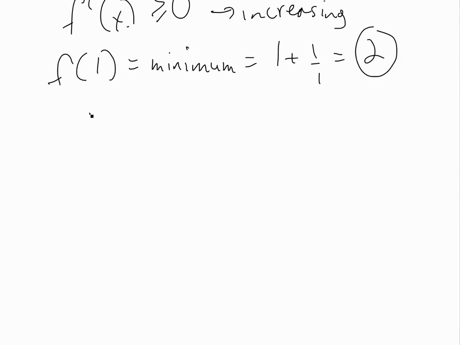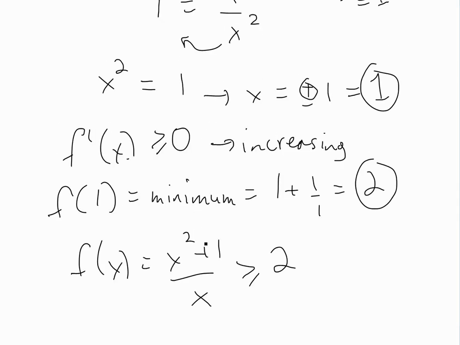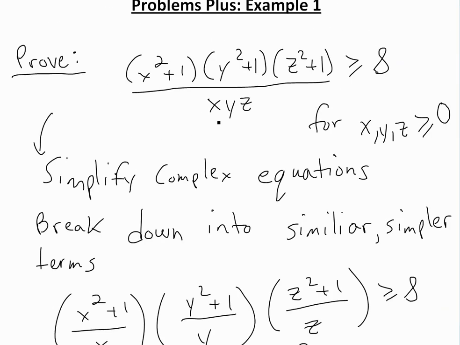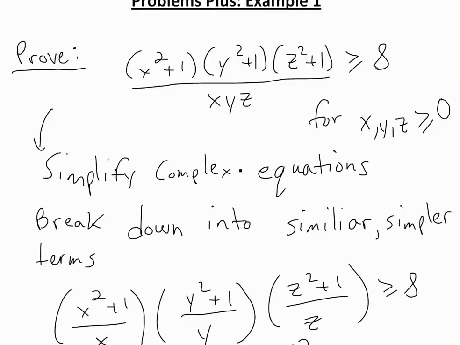Thus we've proven that f of x equals (x squared plus 1) over x is greater than or equal to 2, because remember, it's just a problem of finding the minimum. If we've proven this one, then we've proven the others as well, because every single one is the same. And then the whole product is greater than or equal to 8.